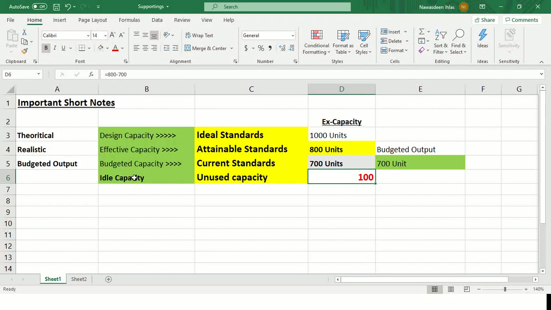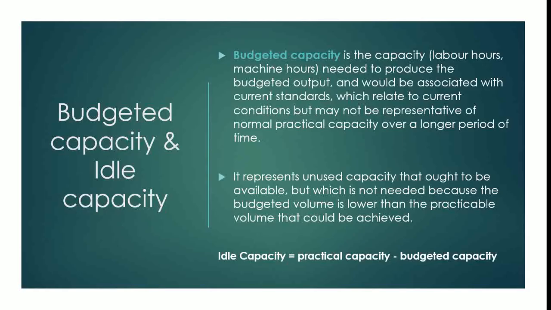So you can see idle capacity in which scenario?